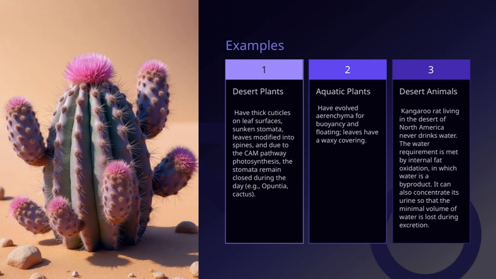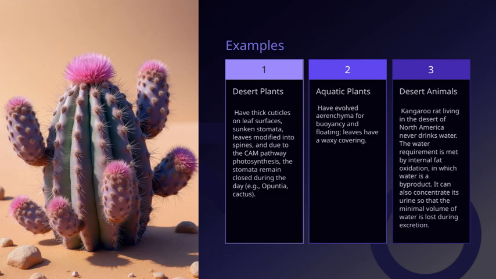Moving on to desert plants, many have developed unique features to thrive in arid conditions. For example, some have evolved parenchyma tissue, which provides buoyancy and helps with floating, especially in occasional wet conditions. Their leaves are often coated with a waxy covering that reduces water loss through evaporation.